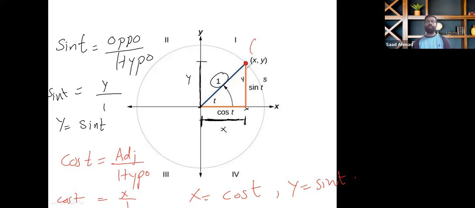So if we want to define this point on the unit circle, it will be sine t, cos t. Oh no, sorry, I wrote the opposite. X first, right? Cos t and sine t. So the x value represents cos of angle t and the y value is sine of angle t.